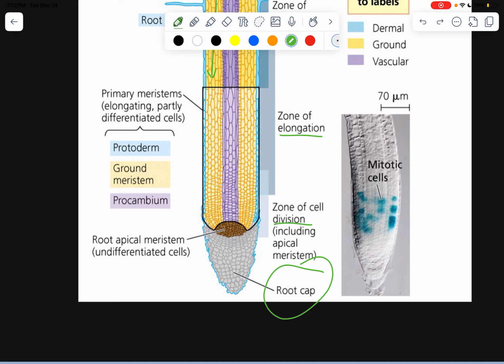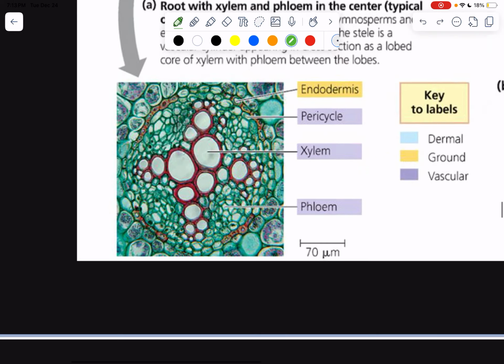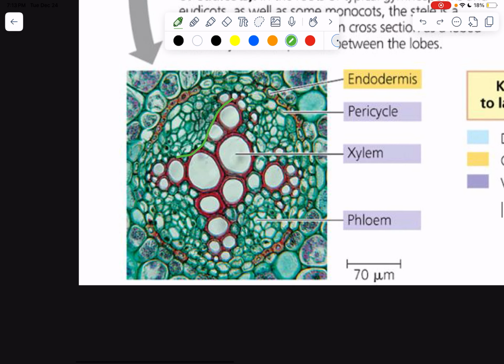Now, the procambium gives rise to the vascular cylinder, which consists of a solid core of xylem and phloem tissues surrounded by a cell layer called the pericycle. In most eudicot roots, the xylem has a star-like appearance in cross-section, and the phloem occupies the indentations between the arms of the xylem star. So when we see here, this is the xylem star that we were talking about, this sort of four-pointed figure here, and what surrounds it is the phloem.